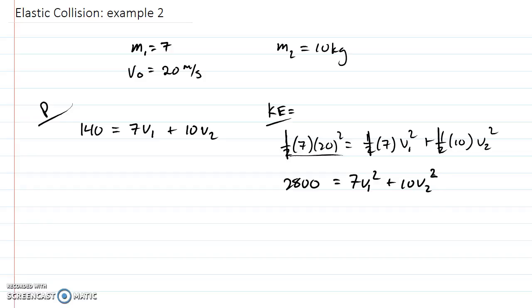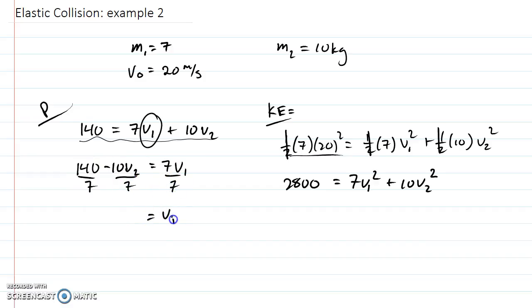Alright, now I'm going to take this equation over here, and I'm going to plug it in the other one. And I'm going to, like normal, get v1 alone first. So 140 equals 7v1 plus 10v2. We're just going to subtract 10v2 over, so 140 minus 10v2 is equal to 7v1. And let's divide everything by 7. So that would be v1 equals 20 minus 10/7 v2, which is not the prettiest fraction, but we can work with it.